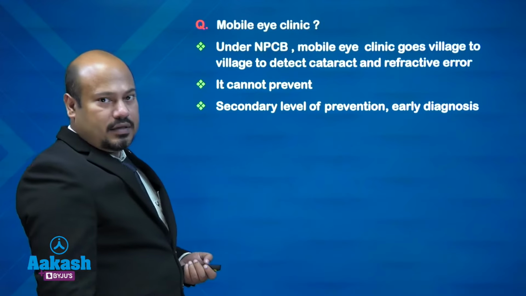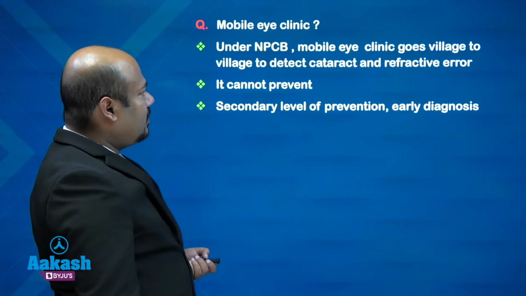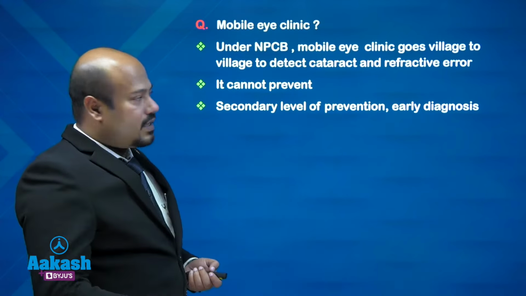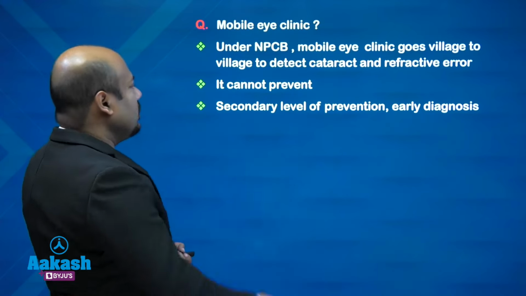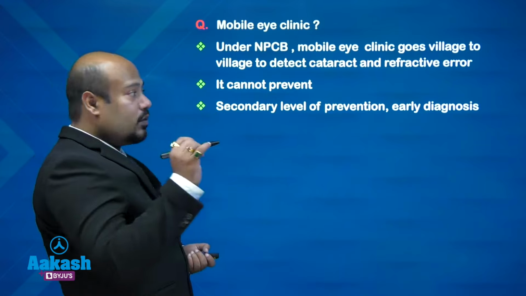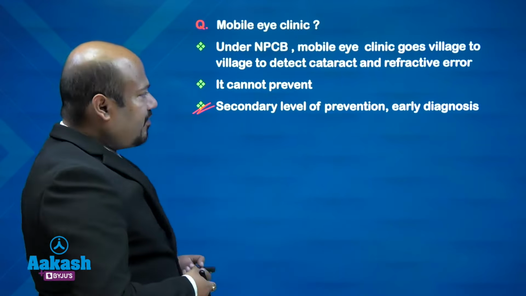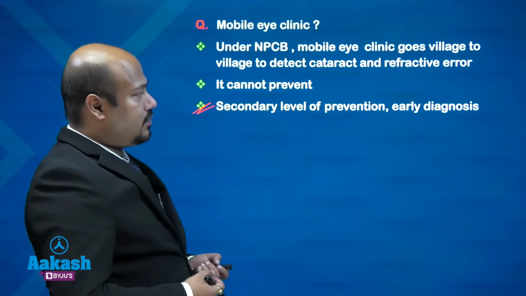Mobile eye clinic, this is another national program for the control of blindness. Okay, this clinic will go from village to village to diagnose cataract and refractive error. So it is what? Regarding diagnosis, okay? Early diagnosis to prevent any sort of future cataract and refractive error. So it will be a secondary level of prevention.